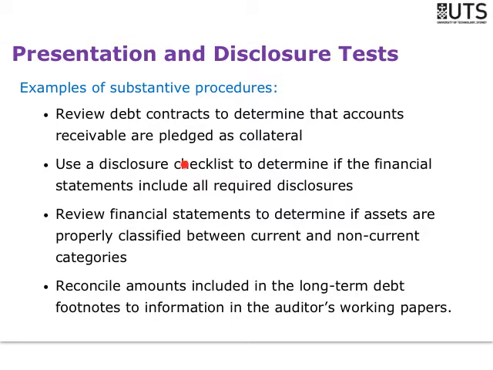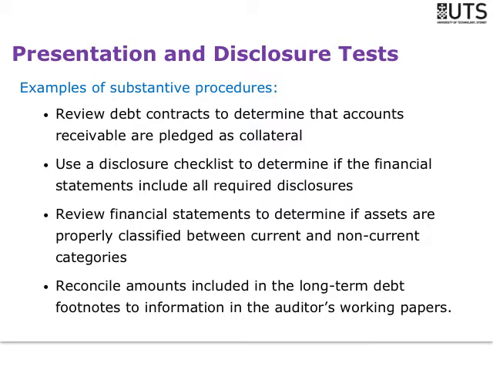If we want to use a disclosure checklist to determine that all required disclosures have been made, that would be a completeness test. We want to make sure that management have included all relevant disclosures, right? If we wanted to review the financial statements to determine that the classification of assets is correctly grouped as either current or non-current, that would be a classification test in presentation and disclosure.